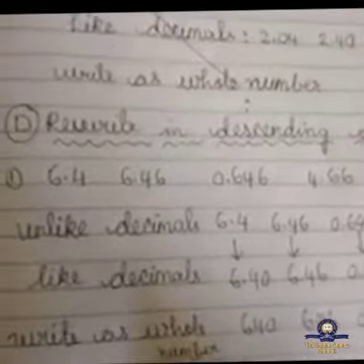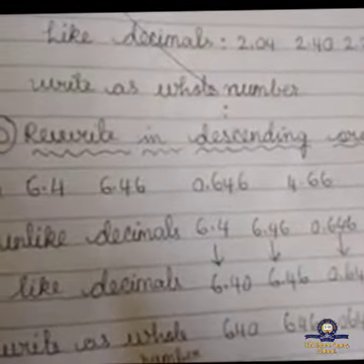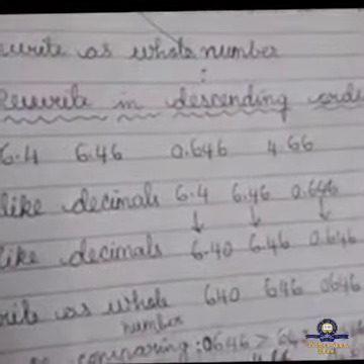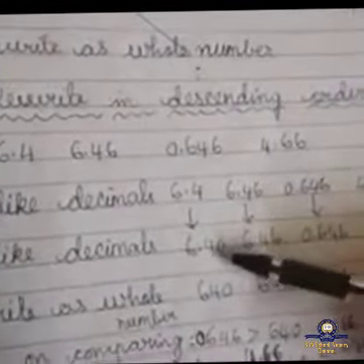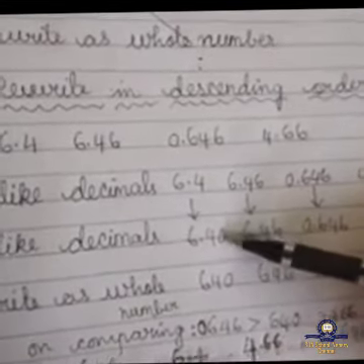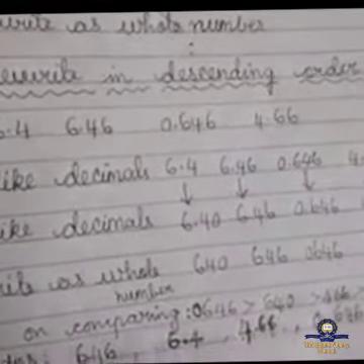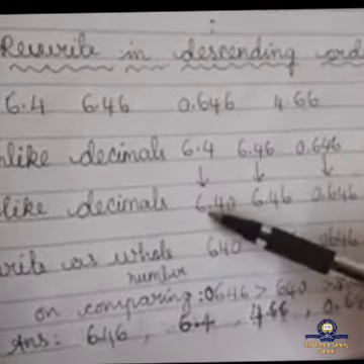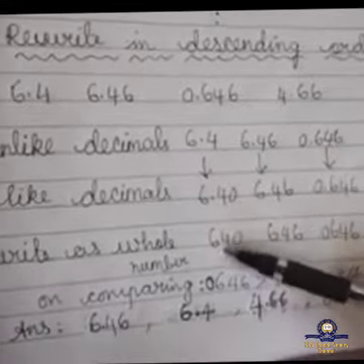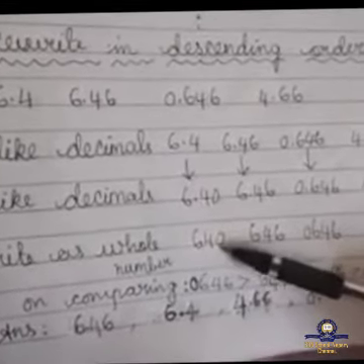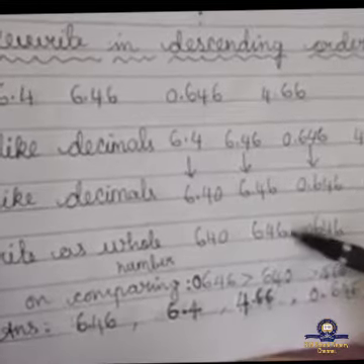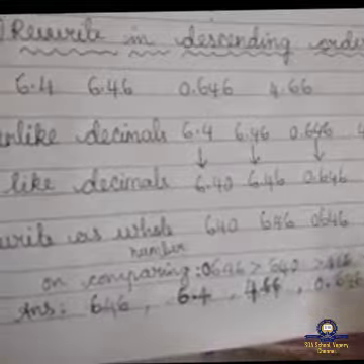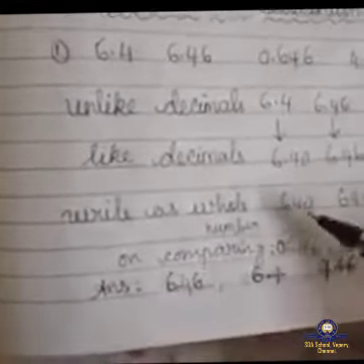You have to write the unlike decimals as given, then change them into like decimals. We are just adding 0 to make them like decimals. Otherwise the other numbers are the same. Now the next step, write as a whole number. Whole number means remove the decimal point. If you write it, it is 640, 646, 0646, then 466.